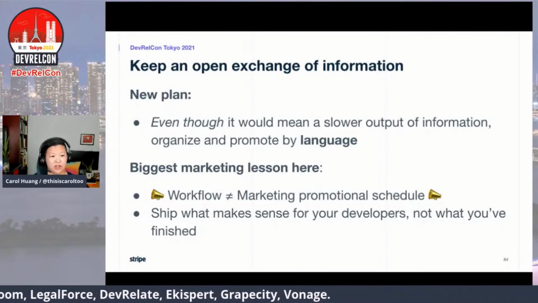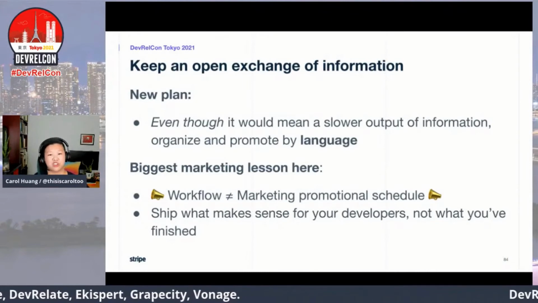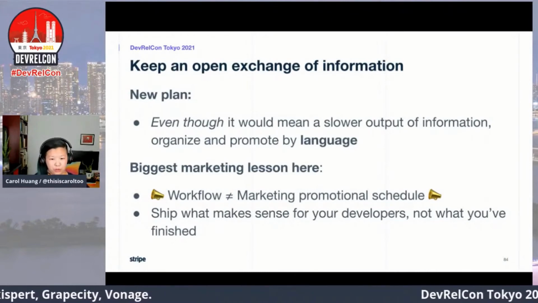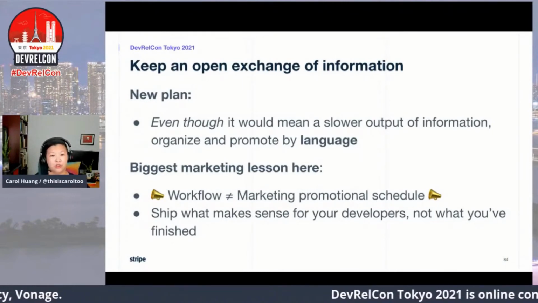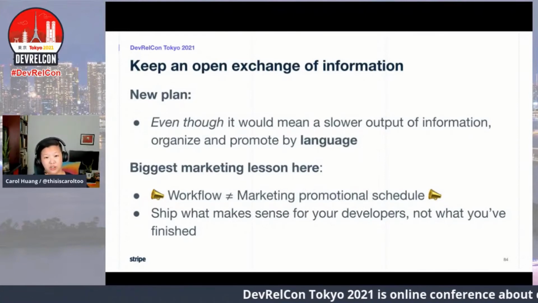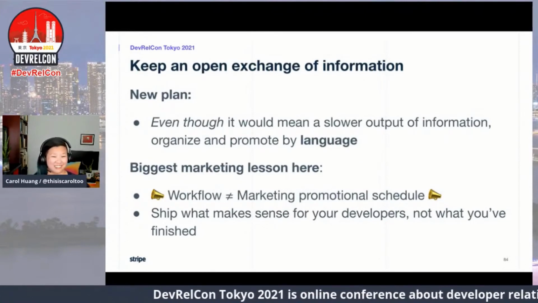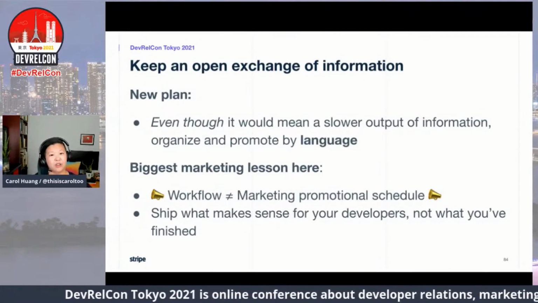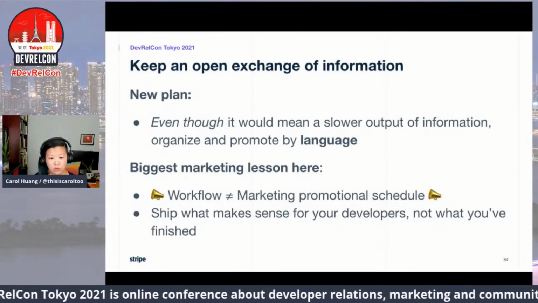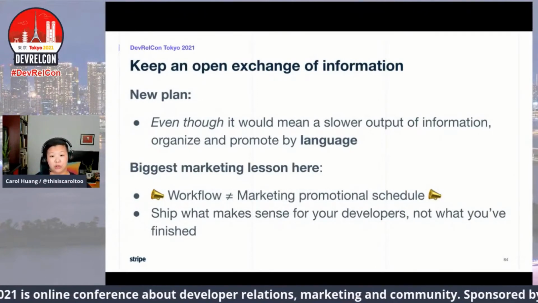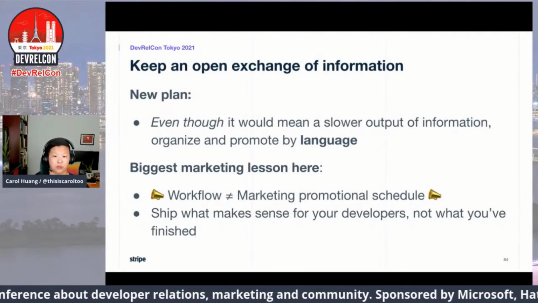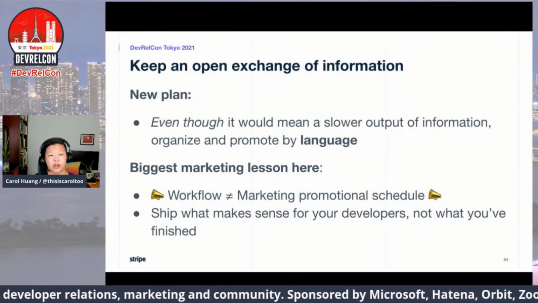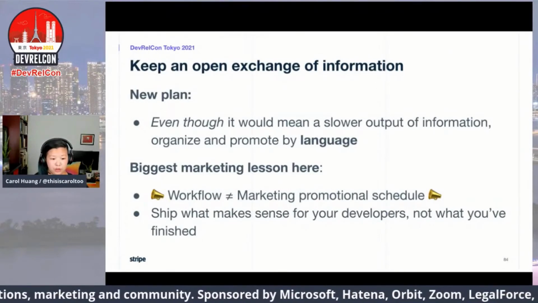And the biggest marketing lesson that I want you to take away here, if you remember nothing else from this whole talk, is that your workflow should not equal your promotional flow. Ship what makes sense for your developers, not what you finished. Even though I know you're very excited about what you've done and you want to get it out there, think about what makes sense for your users as a whole. And us talking it through allowed us to really realize what would be best for our users and what was worth this trade-off of a slower output of video content.